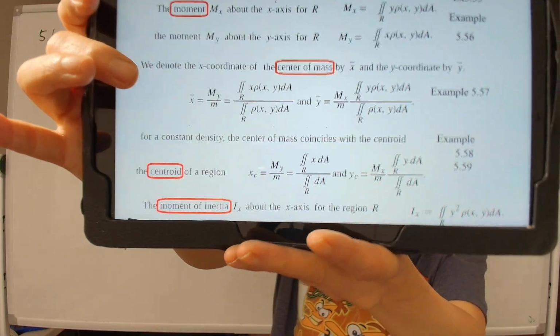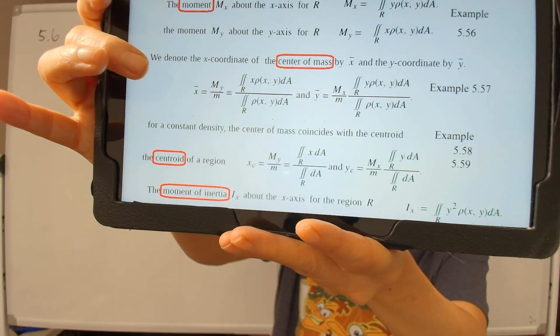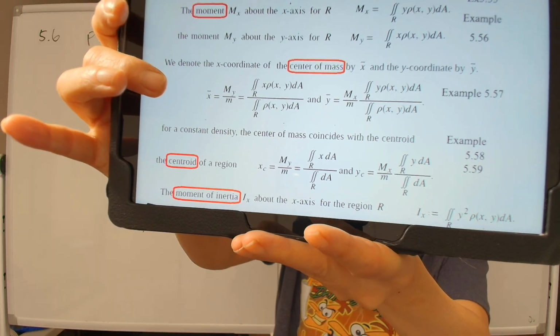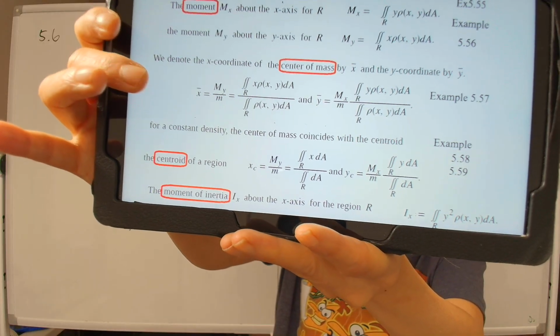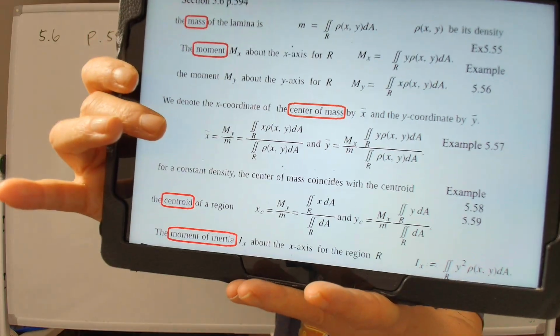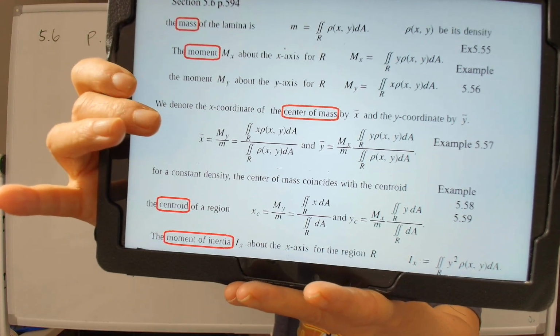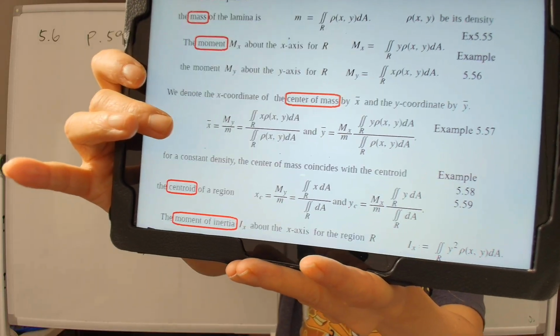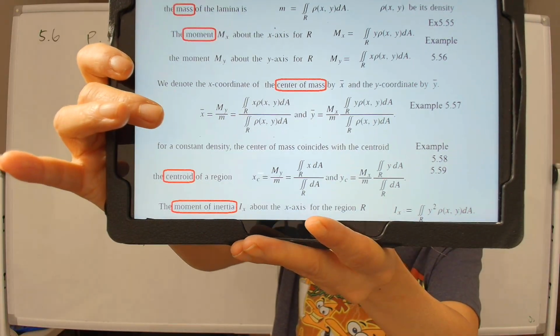And next, we have something called the center of mass. The center of mass has an x coordinate and a y coordinate, and they're calculated by the moment divided by the mass. Okay, as you notice, here's a moment up there and the mass on the denominator. So having said that, please do example 5.57.